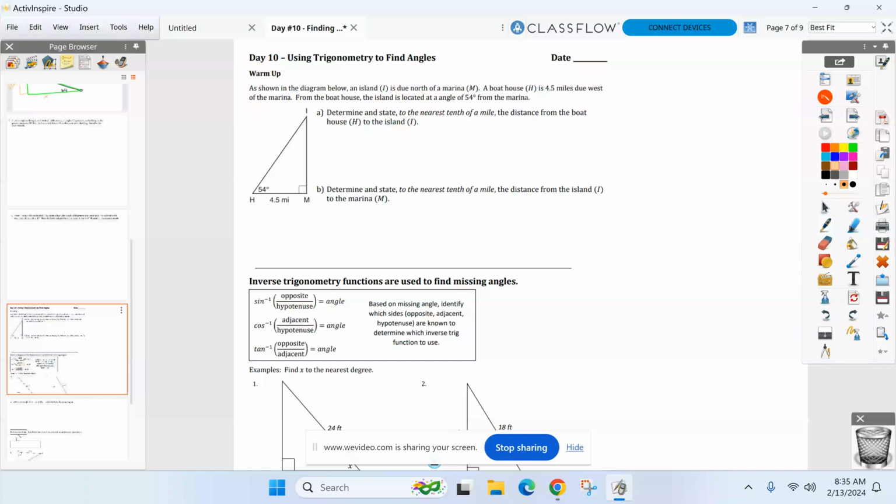So you guys are on the warm-up on your own, parts A and B. Being honest with everybody, this is basics here. This is the basics. Sine, cosine, tangent.